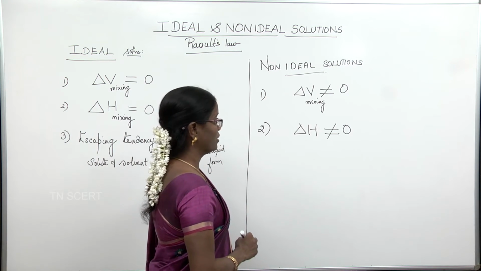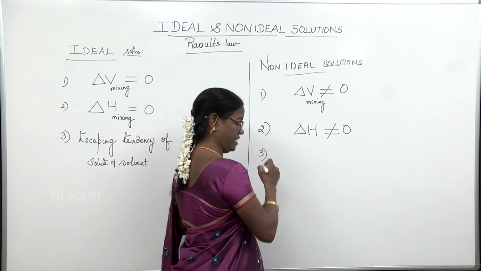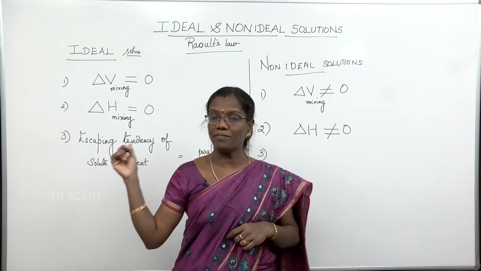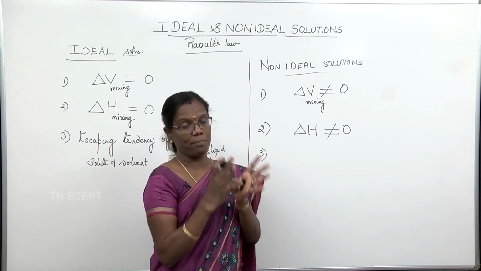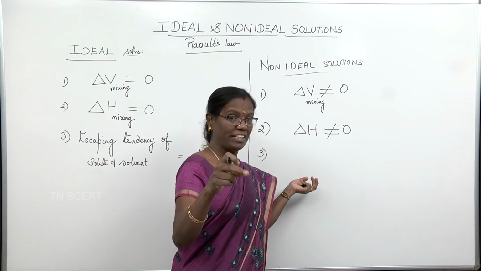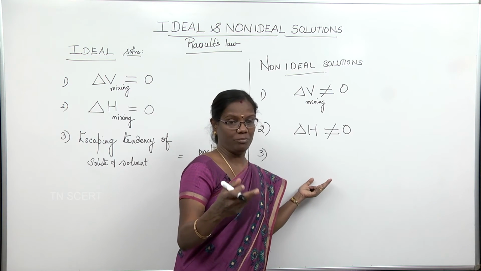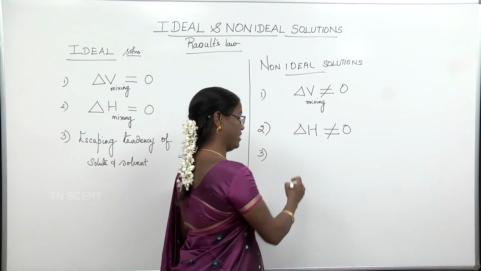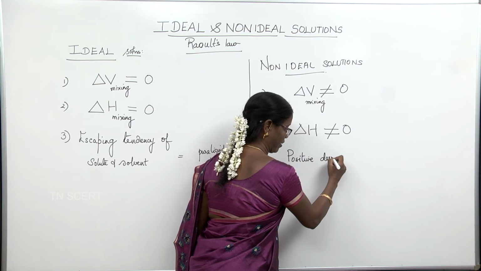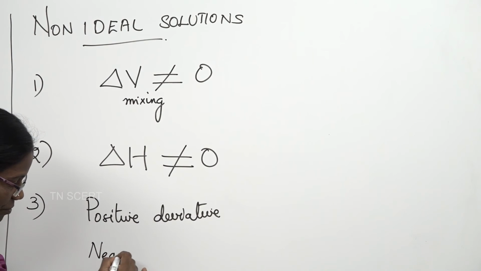For a non-ideal solution, the escaping tendency will not be the same as in the pure liquid state, unlike in an ideal solution. That is, the escaping tendency will be either higher than when they are in the pure liquid state, or lower than the pure liquid state. If it is higher, it is said to be positive deviation, and if it is lower, then it is said to be negative deviation.